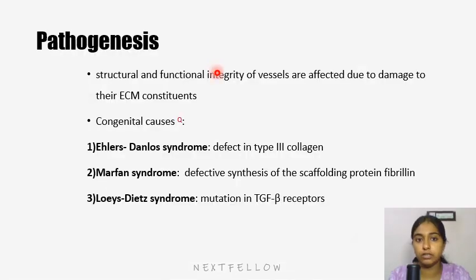So the main pathogenesis behind aneurysmal formation is a defect in the structural and functional integrity of the vessels due to damage to the extracellular matrix constituents. It can have both congenital or acquired causes. Congenital causes can be Ehlers-Danlos syndrome, in which there is a defect in type 3 collagen, Marfan syndrome, where there is a defect in fibrillin, and Loeys-Dietz syndrome, in which there is a mutation in the TGF-beta receptors. Increased TGF-beta signaling is found with degradation of the extracellular matrix constituents, leading to weakening of the blood vessels.